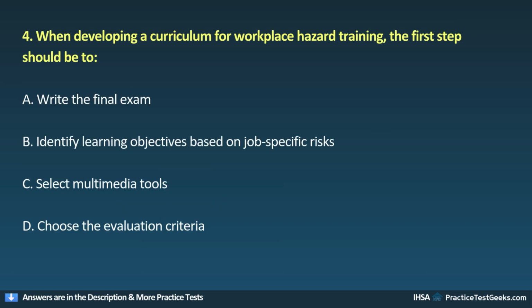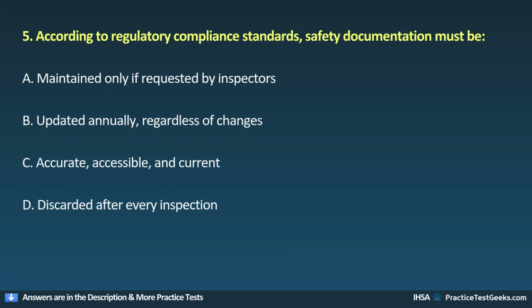4. When developing a curriculum for workplace hazard training, the first step should be to A. Write the final exam. B. Identify learning objectives based on job-specific risks. C. Select multimedia tools. D. Choose the evaluation criteria.